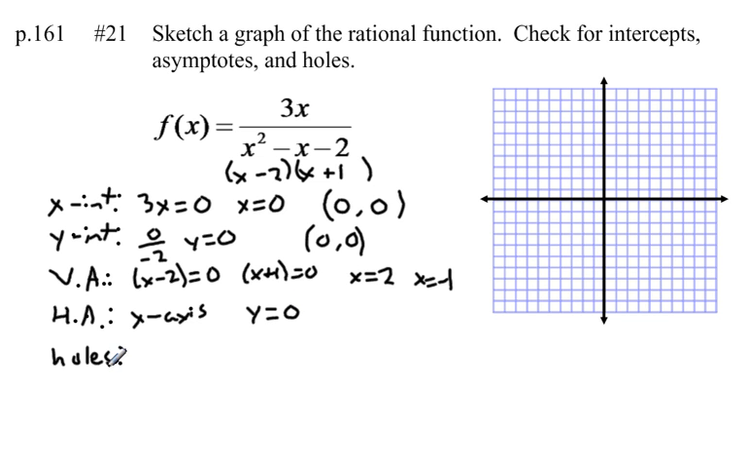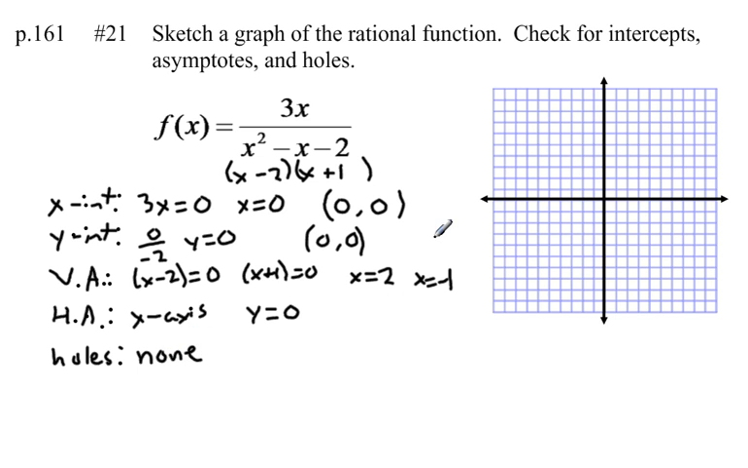Okay, last but not least, holes. To find holes in your graph, that's where if we were to factor the top and bottom, and cancel something out, that canceled out value will give us a hole in our graph. Well, we can't cancel anything out, which means we have no holes. So I will write none.